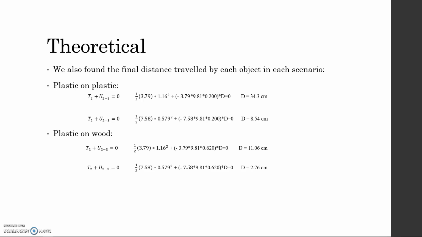Also, for the theoretical values, we found the distance traveled by each object in each scenario. For the plastic on plastic, the small 1 gallon would travel 34 centimeters, and in the plastic on plastic 2 gallon scenario, we found it would travel 8.54 centimeters. In the plastic on wood with the 1 gallon, we found it would travel 11.06 centimeters, so less distance than plastic on plastic because of more friction. And the plastic on wood for the 2 gallon carton would travel 2.76 centimeters.